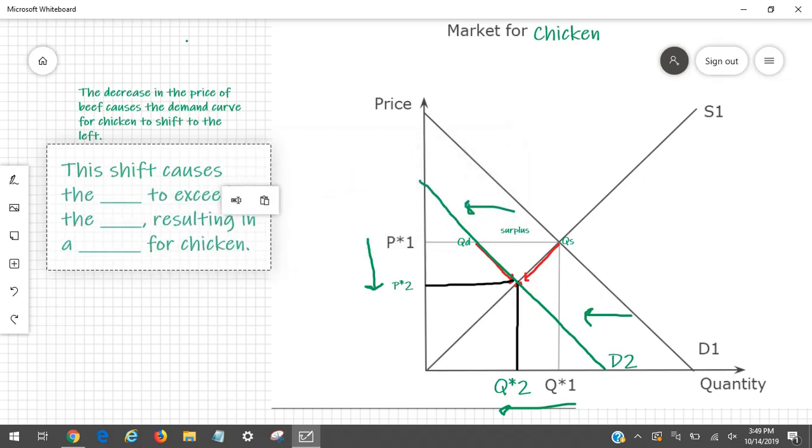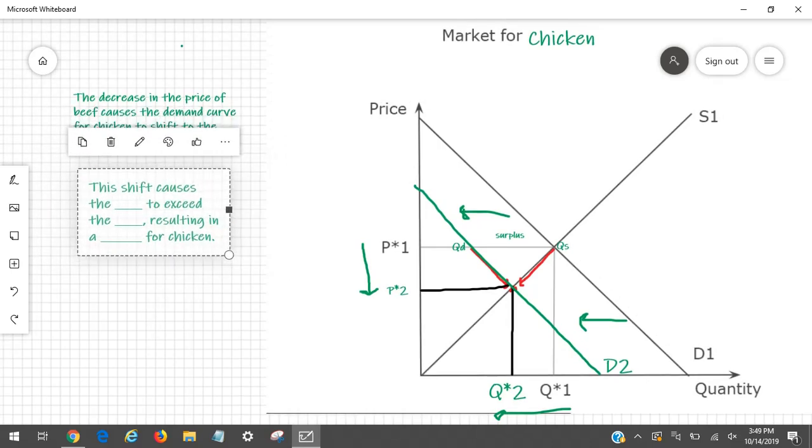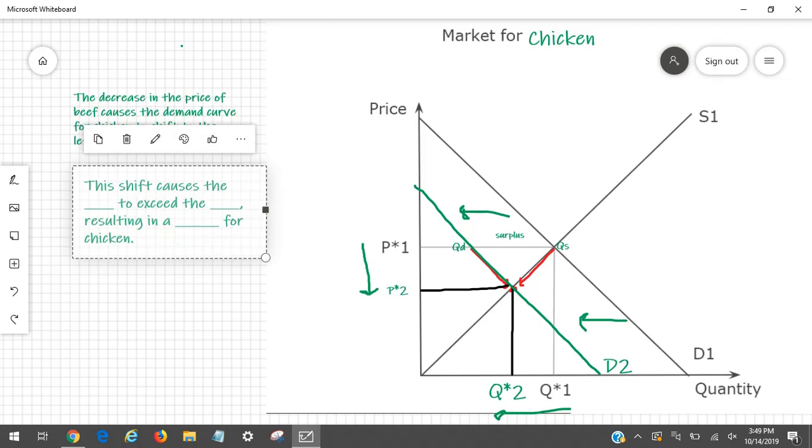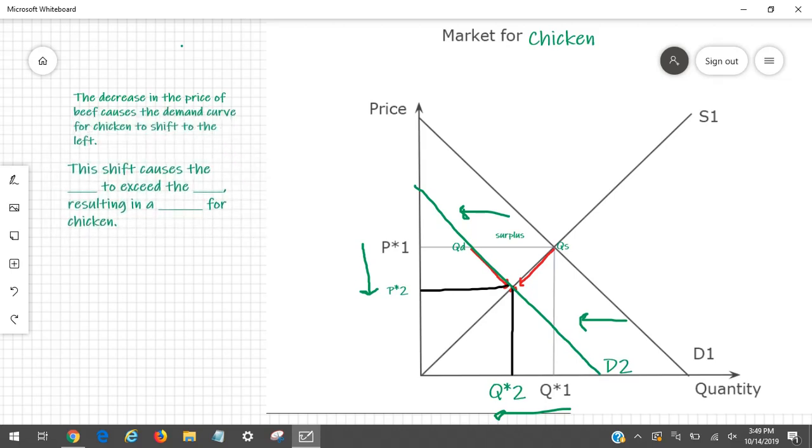Okay, and what I'm looking for here is whether you understand how to determine whether a shortage or a surplus exists in the market after the shift. So that's why we label this part right here, the QS and the QD and the surplus. So the answer in this case would be, the shift of the demand curve to the left caused the quantity supplied to be greater than, or to exceed, the quantity demanded for chicken, which resulted in a surplus. QS greater than QD means surplus.